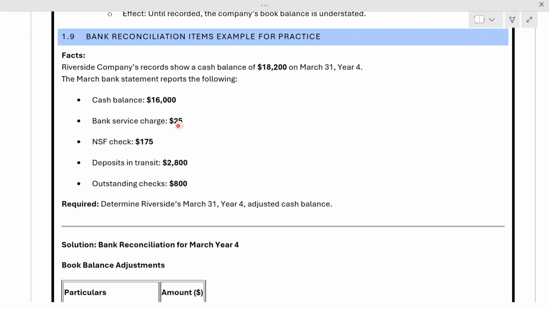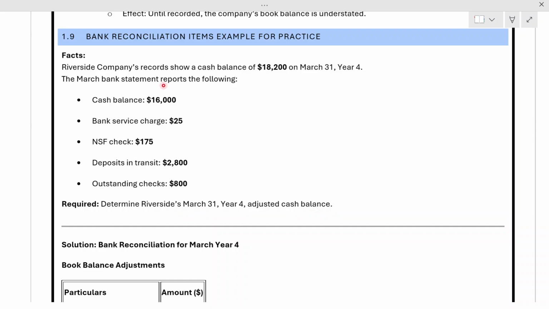Along with that, there are bank service charges of $25. There are some non-sufficient fund checks of 175, not 75,000, 175, and then the deposit in transit of 2,800 and outstanding checks of 800. We need to determine Riverside's March 31st adjusted cash balance.